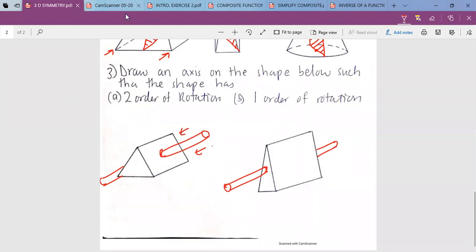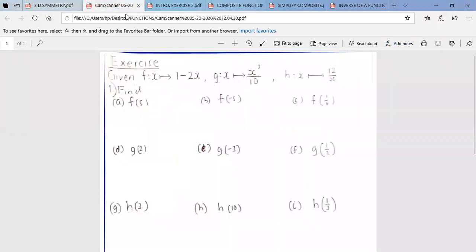Now let's proceed to the next homework. Okay, we looked at the introduction of functions and we had these questions to solve. When you look at them, you'll realize that number one says find f of 5.